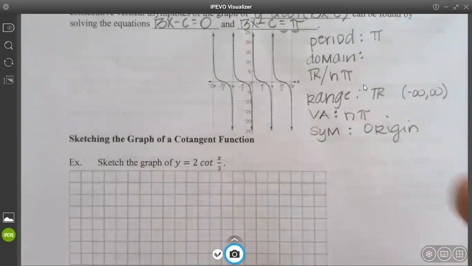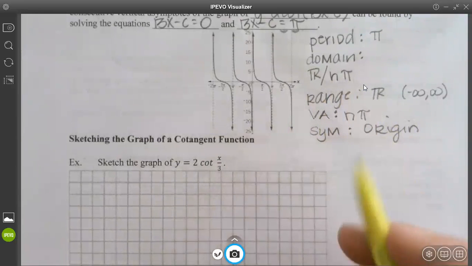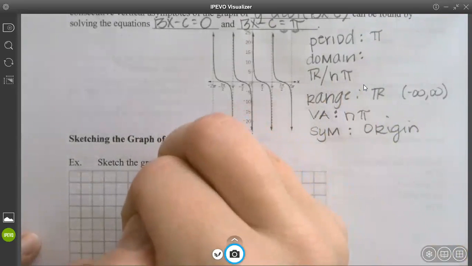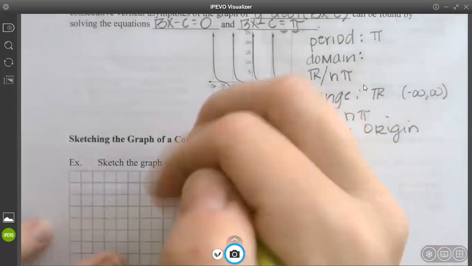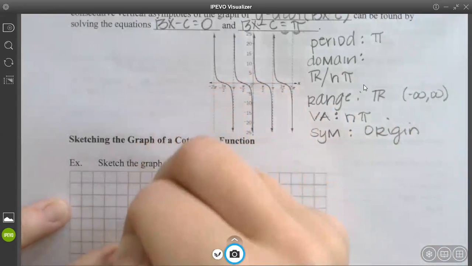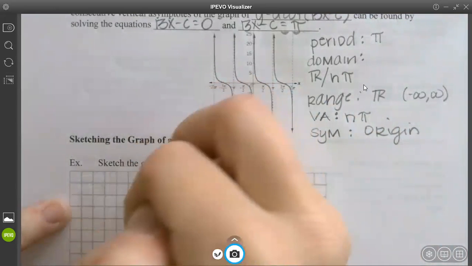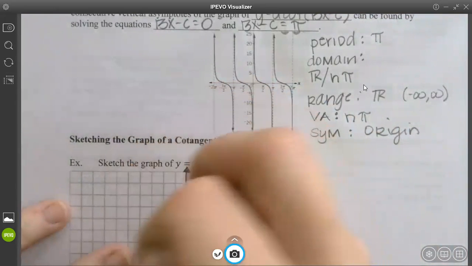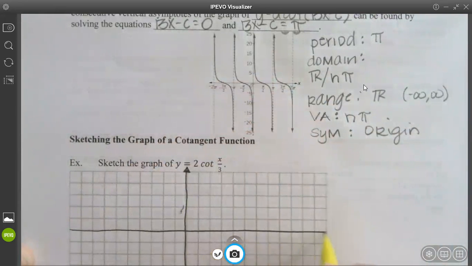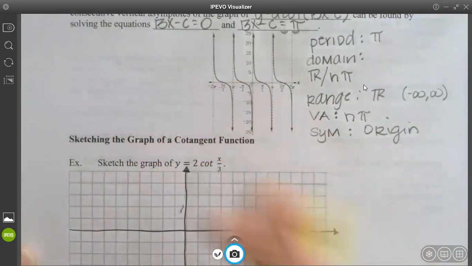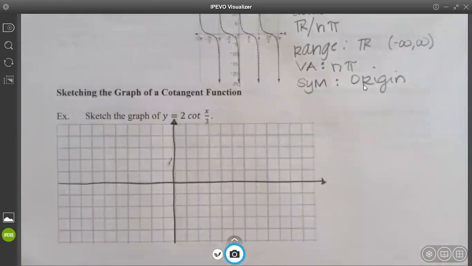N pi. Yep. Just like your domain, it doesn't include N pi. And any 1 pi, 2 pi, 3 pi, negative 1 pi, negative 2 pi. Yep. So if it was every half pi, you put N pi over 2: 1 half, 2 halves, 3 halves, 4 halves. So there's your graph.